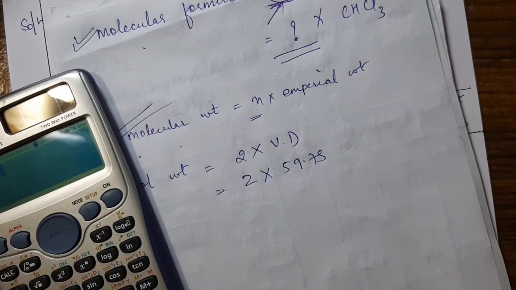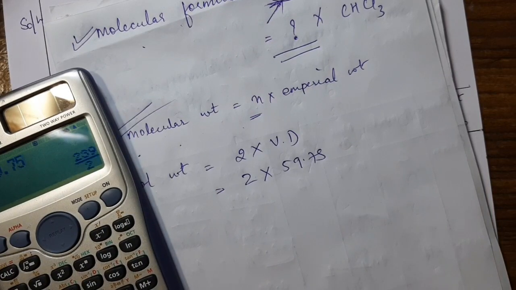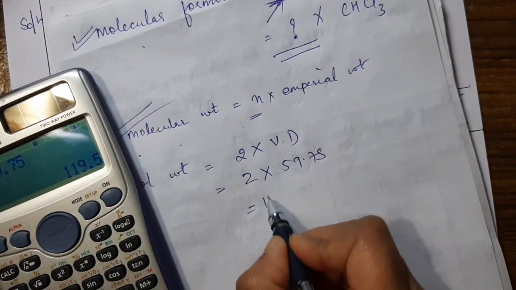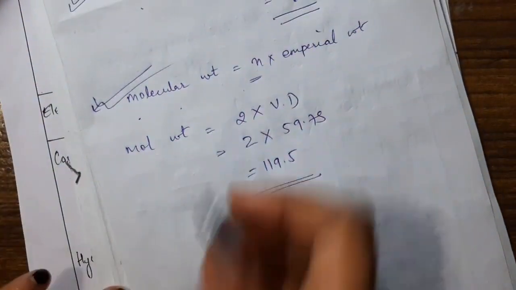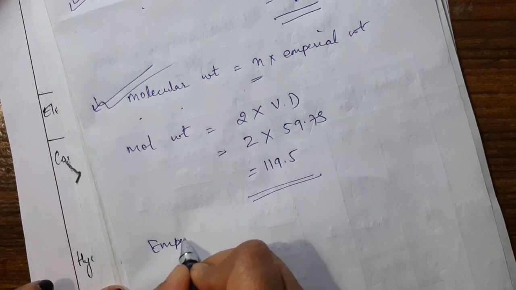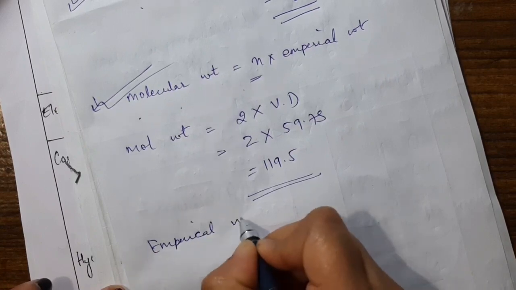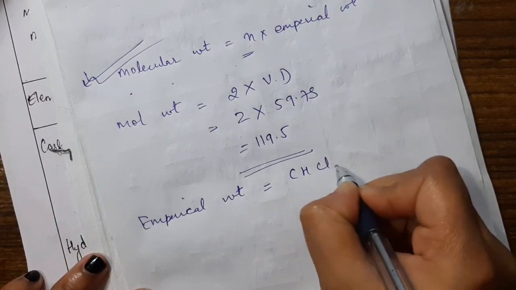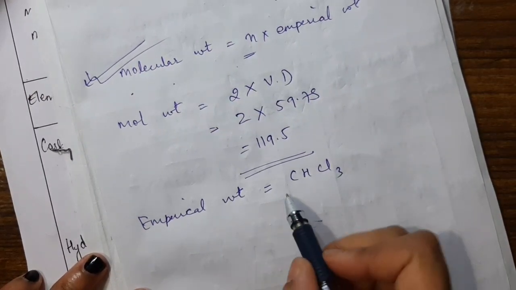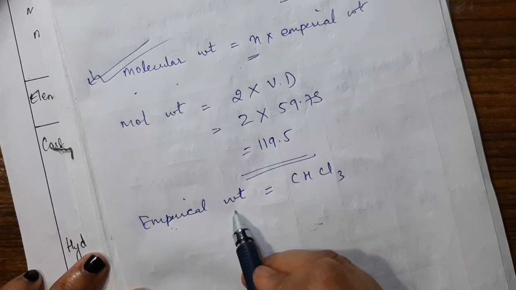2 into 59.75 is 119.5. This is our molecular weight. Now the empirical weight we can also find out. How? Because we are given the empirical formula, CHCl3. We found it just now, no? So from there we'll find the empirical weight.